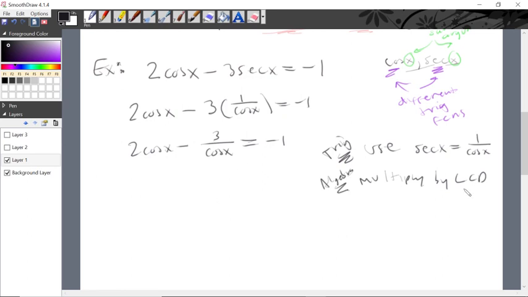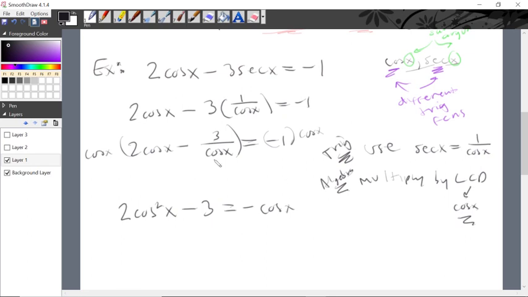The LCD would be cosine x in this case, so we're going to multiply all terms by cosine x. That means we're going to end up with 2 times the cosine squared x minus 3, because multiplying this by cosine x would just cancel the cosine x. And on the other side of the equation, we're going to have negative cosine x. So what I did is I multiplied everything here by cosine x, the LCD. So that cleared out the denominator.